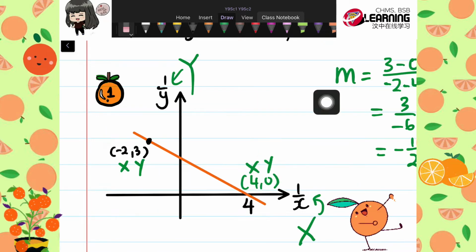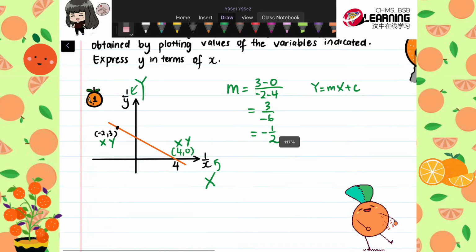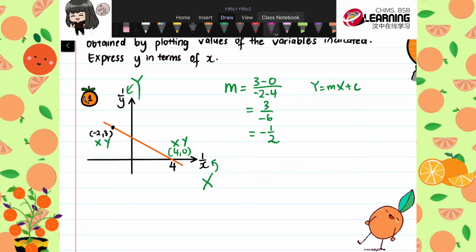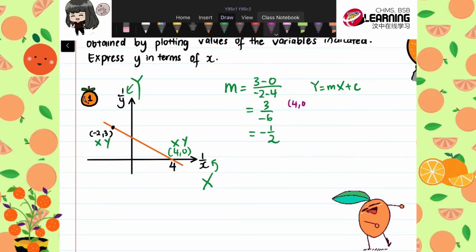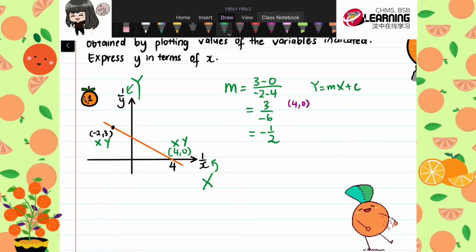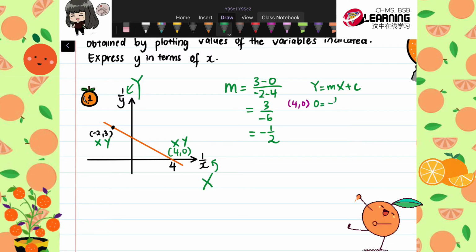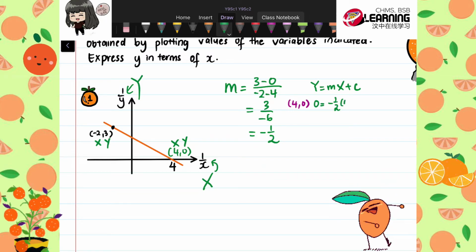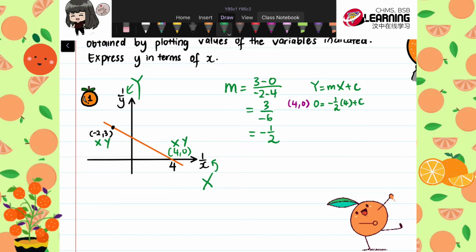Choose either point to find c, you will still get the same answer. Let's say I choose 4, 0. So 0 equals to my gradient, which is negative 2, times 4 plus c.